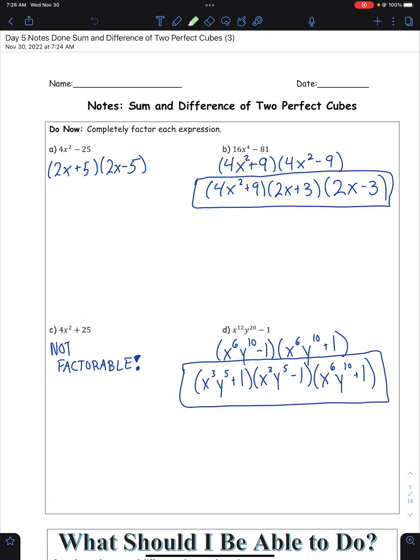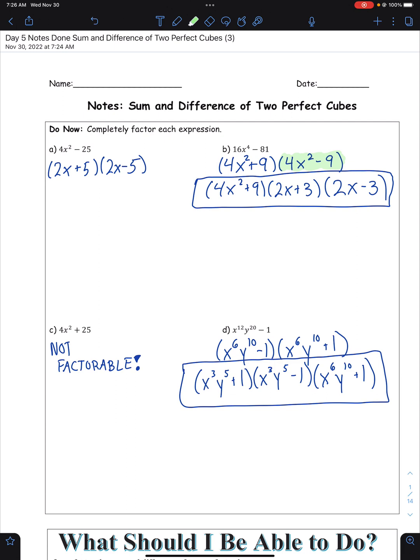Here's what I got for A, B, C, and D. For A, pretty straightforward, difference of two perfect squares there. For B, make sure the second one is another difference of two perfect squares. Once you factor the first difference of two perfect squares, you have to factor one more time.